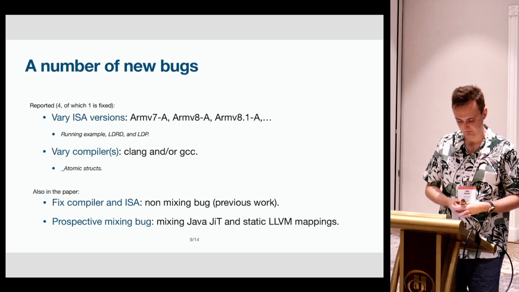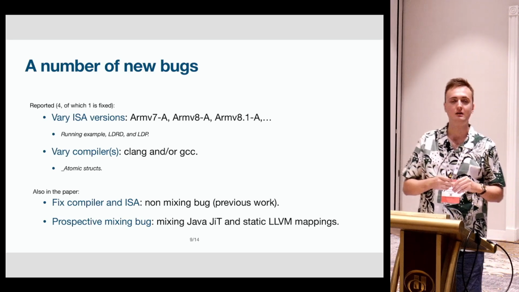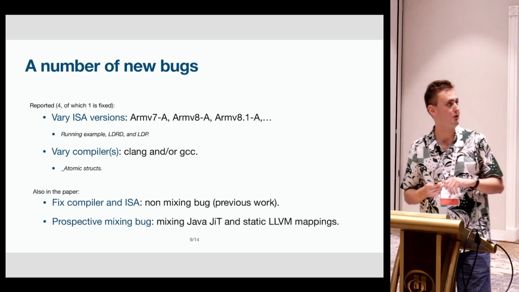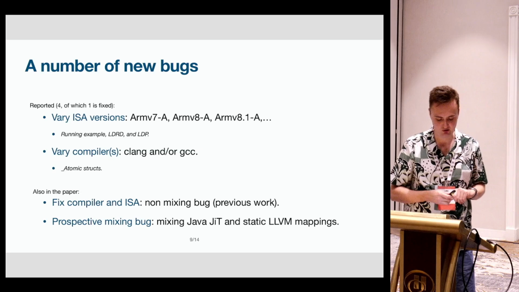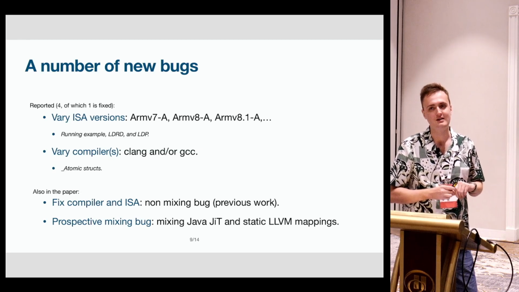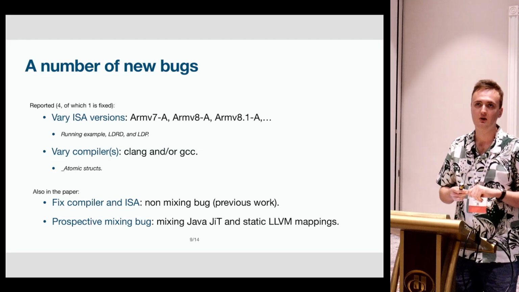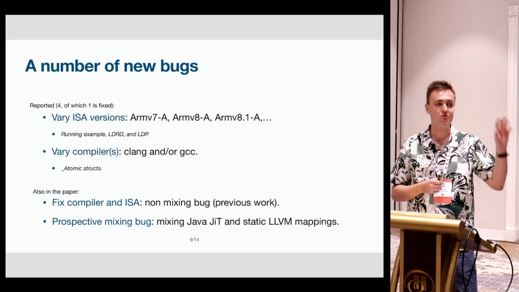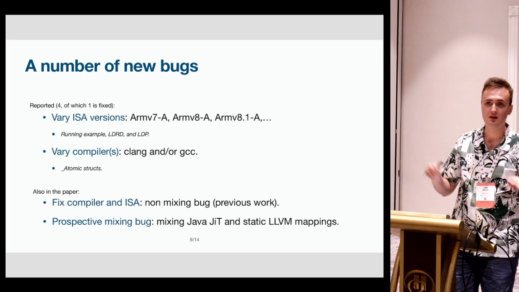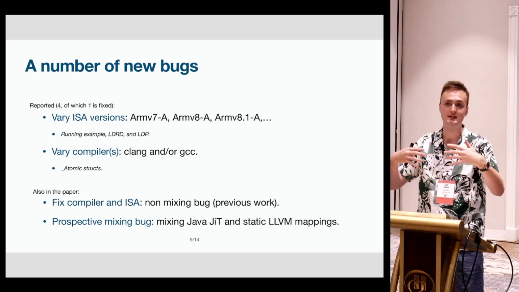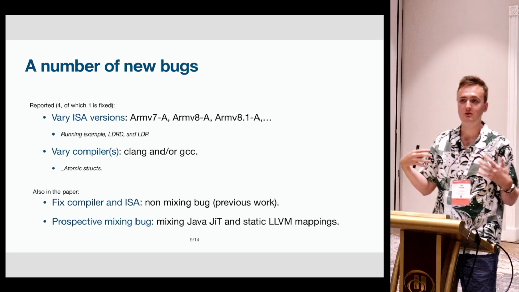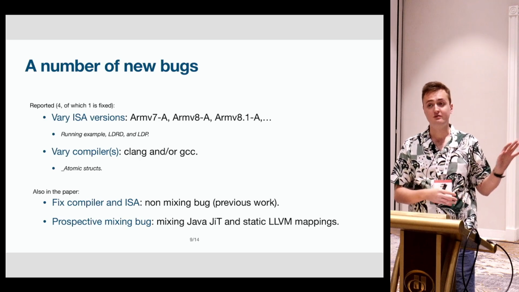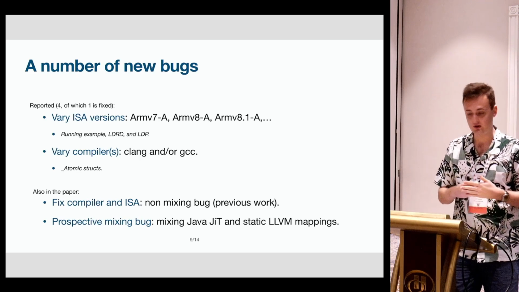We also find bugs when you're mixing, say, GCC and LLVM implementations together. One of the bug reports we have open is on atomic structs, where the size and alignment of structs in LLVM and GCC differ, which means one may write or load padding bits where the other one expects data, which means if you mix these together, the program will read nonsense. Some of these bugs have been fixed, some of them are still open. It's all work in progress.